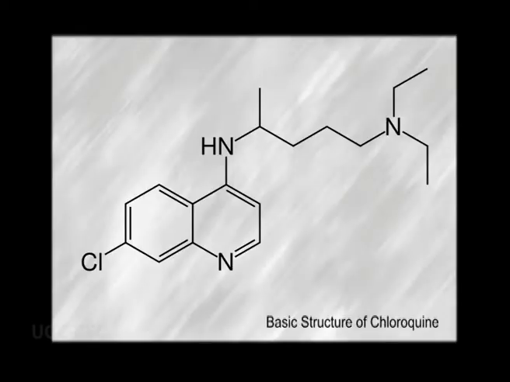Chloroquine prevents the action of Plasmodium falciparum or Plasmodium vivax. How does it execute its action? It executes its action by preventing the breakdown of hemoglobin.